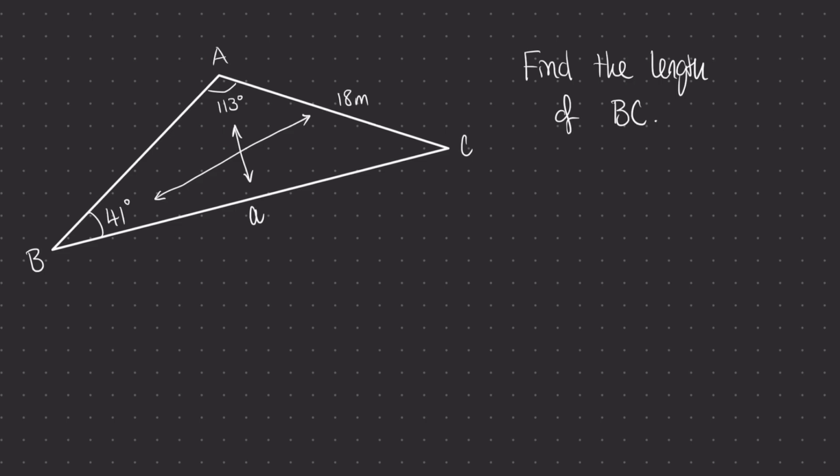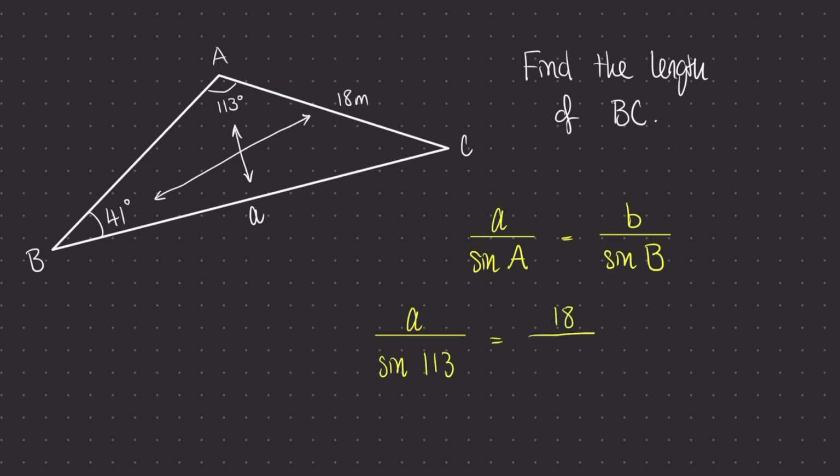The way I like to set up the equation is to place the unknown variable on the top. It makes it a lot easier to solve. The unknown quantity in this question is our side length, so let's write out the sine rule with the side lengths as the numerator. Once I've got this formula down, I can start to plug in the variables that I know. I keep a as my unknown variable, I replace the uppercase A with the angle 113, and I know that lowercase b is 18 and uppercase B is 41 degrees.